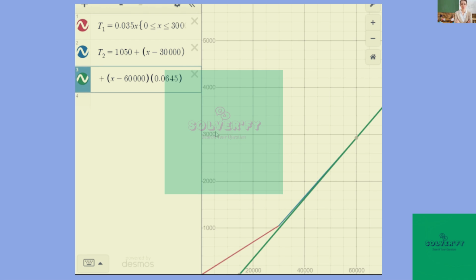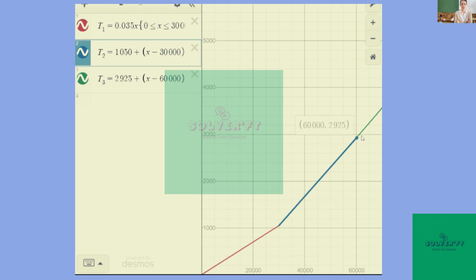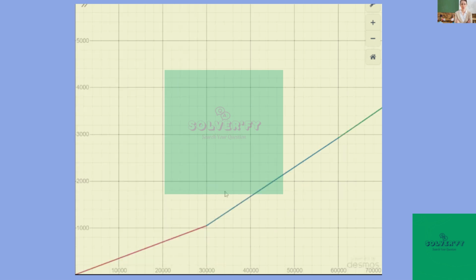But remember, we have to show that this has to be more than 60,000. Okay, right here, 2,925 for the blue line. But for the green line, it starts from 60,000 and then keeps going up. So this is how the graph would look for our tax schedule. It's all connected.